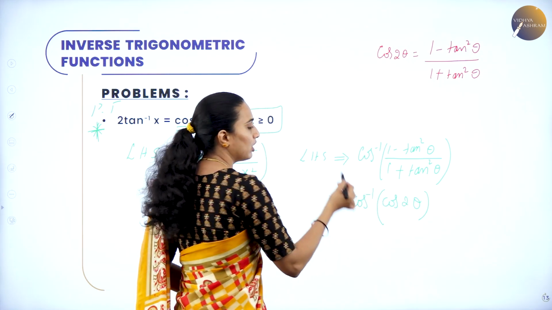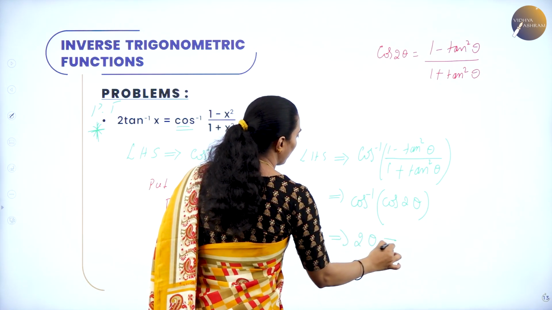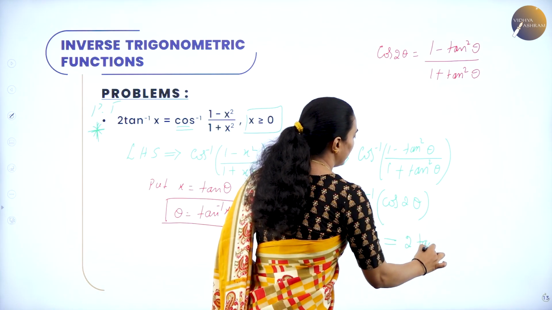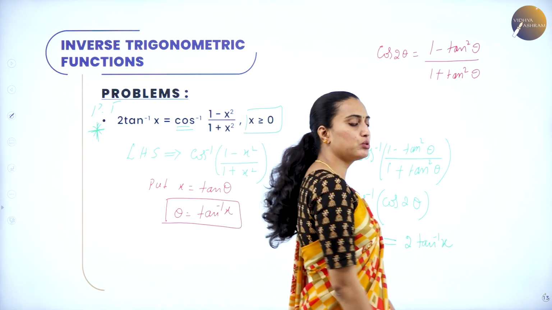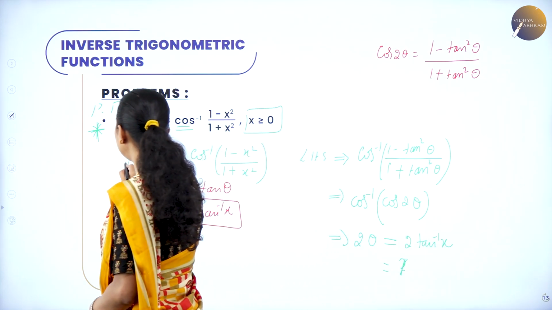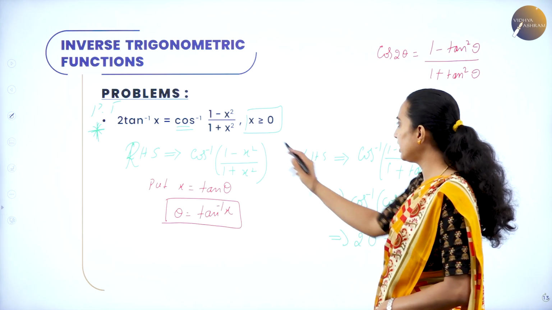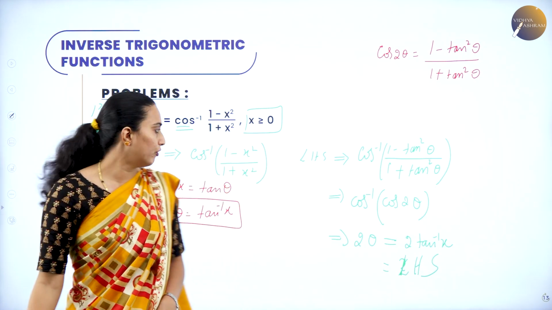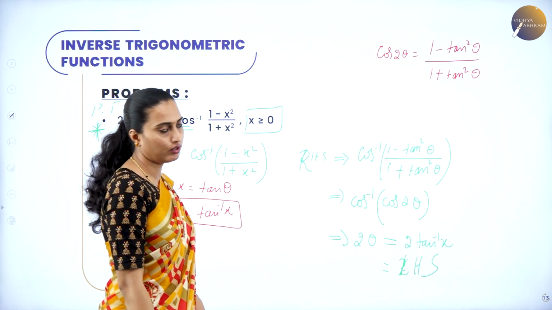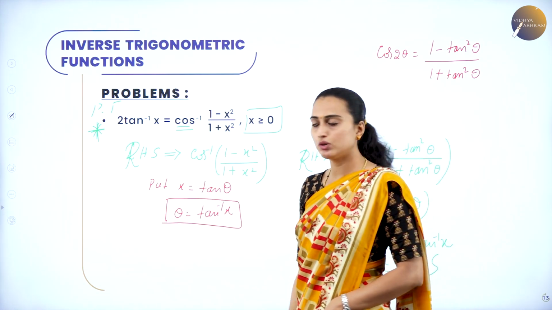Now cos inverse cos will go. You are going to have 2 theta. What is 2 theta? Theta is nothing but tan inverse x. Substitute. So therefore 2 tan inverse x, correct? 2 tan inverse x, which is nothing but the RHS. I have taken the RHS, then I am proving the LHS, the left hand side. This is the right hand side, this is the left hand side, okay? So I have taken the right hand side and then proved the left hand side. That is 2 tan inverse x. I think you understood this property or the problems, okay?